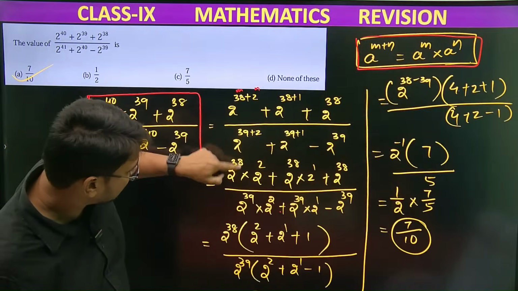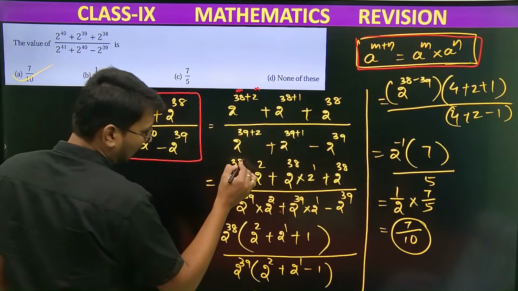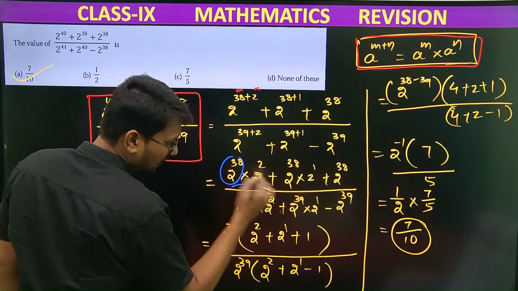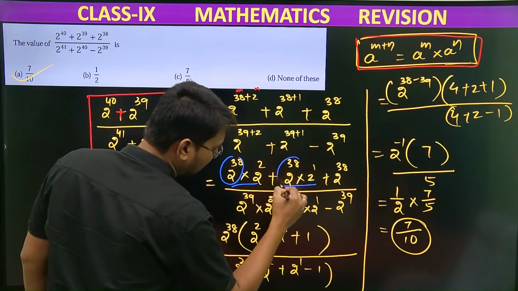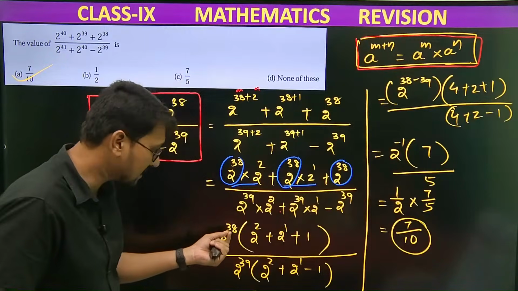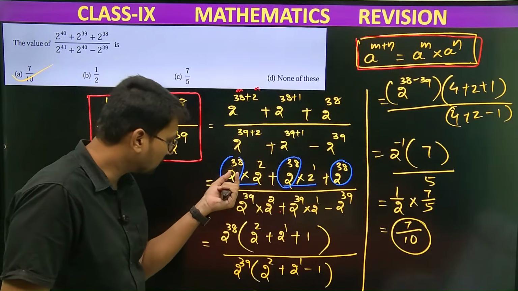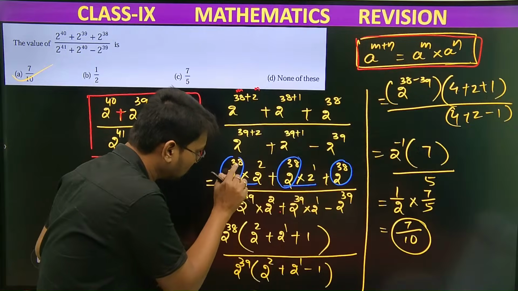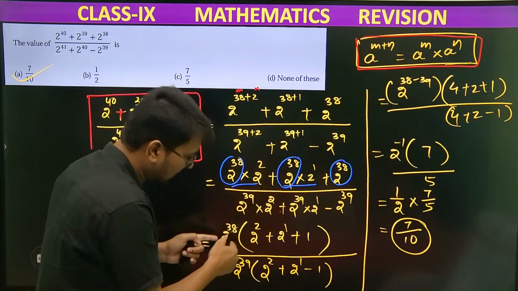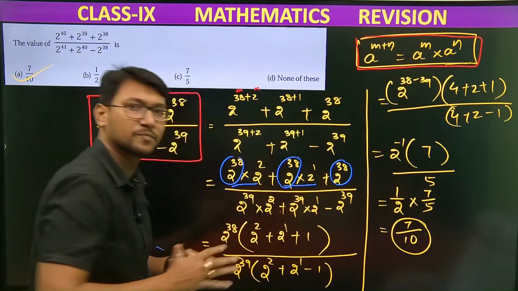Now from the numerator, I have seen each term having a common factor, that is 2 to the power 38. This term has 2 to the power 38, the second term has 2 to the power 38 common, and the third term also 2 to the power 38. Hence I have taken common 2 to the power 38. So from the first term what is left? From 2 to the power 38 into 2 square, I have taken 2 to the 38, left 2 square, plus 2 to the power 38 taken common, left 2 to the power 1, plus 2 to the power 38 taken, left 1. Got it?